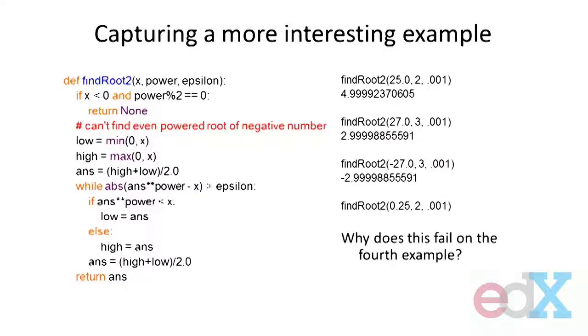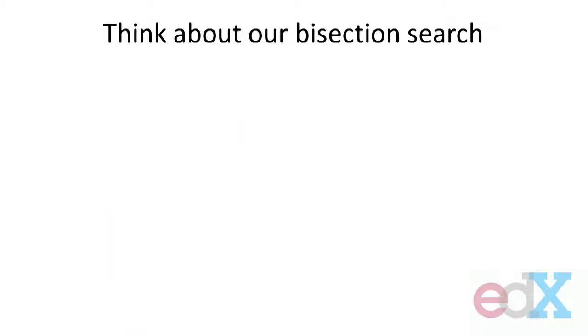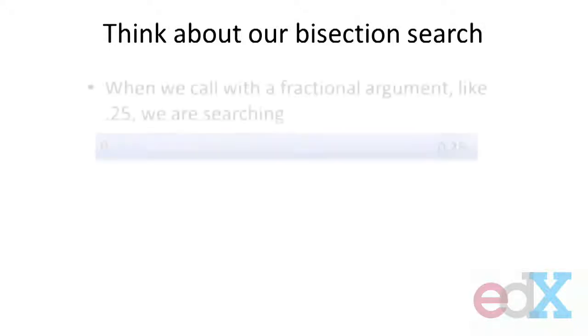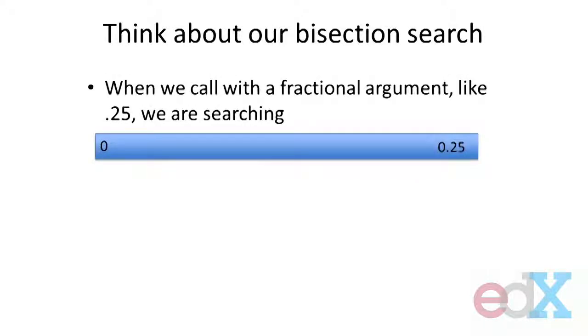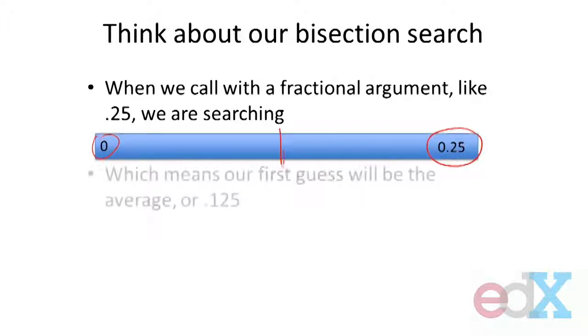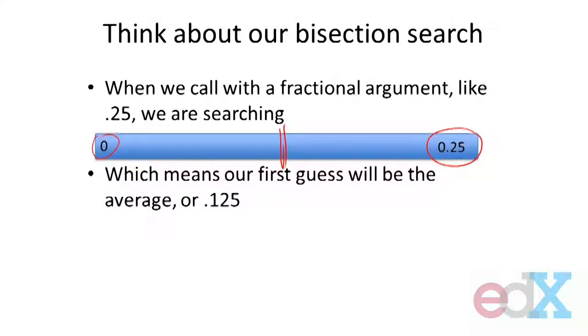Well, the reason we can see if we think about what bisection search is doing. So we've made these changes, but we're failing on that case. So let's think about it. When we call find root with a number between 1 and, I don't know, some big number, bisection search says take 0. We could have started with 1, but take 0 and that number and take the midpoint. Okay? And that's going to get us closer to the guess that we would like, and we're going to keep doing that. But when we call it with a fractional argument, like say 0.25, we're basically saying in our code, start with something between 0 and a quarter, and our first guess is going to be at an eighth.